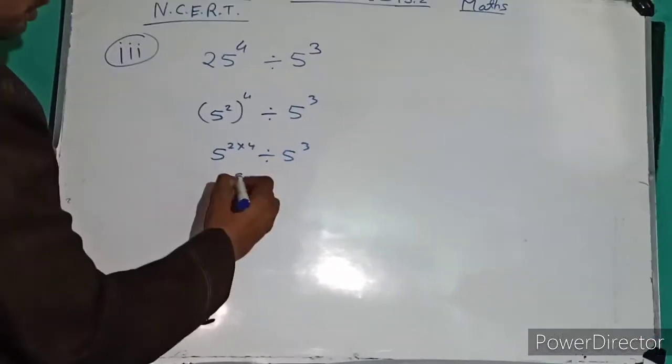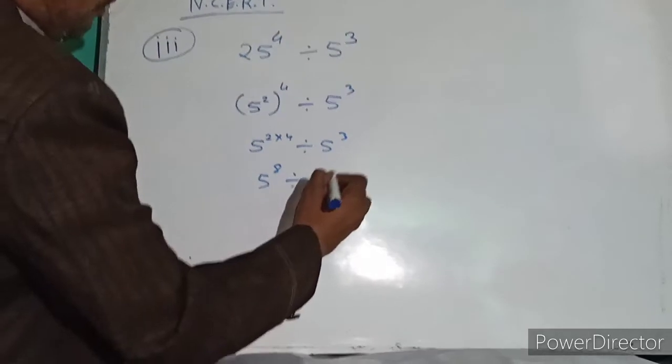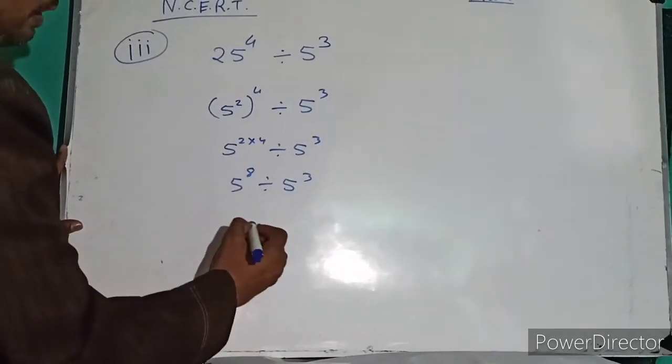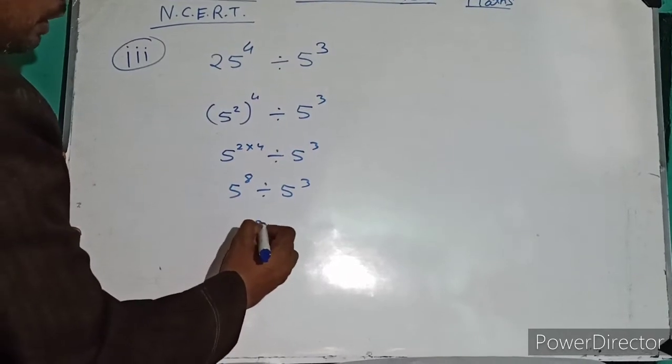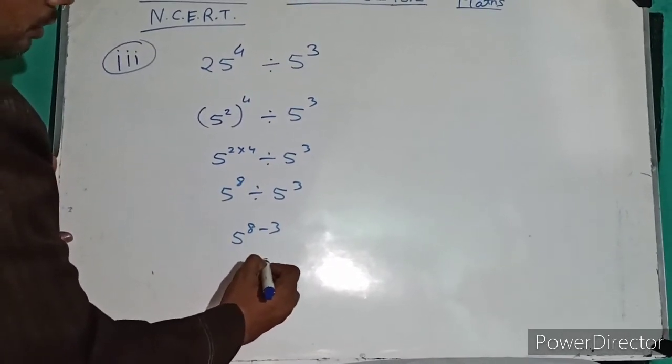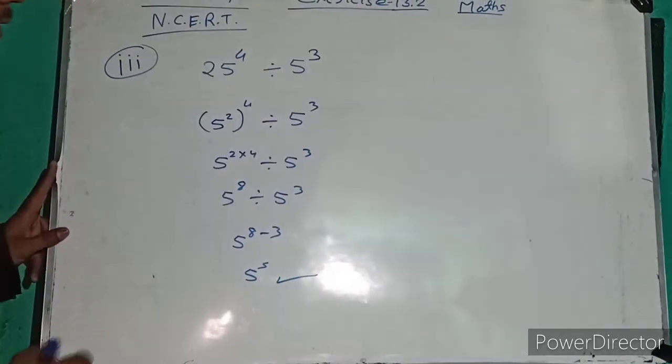Now 2 4s are 8, and 5 raised to the power 3. Now since there is a divisional sign, we will subtract the powers: 8 minus 3, and 5 raised to the power 5. So this is the answer.